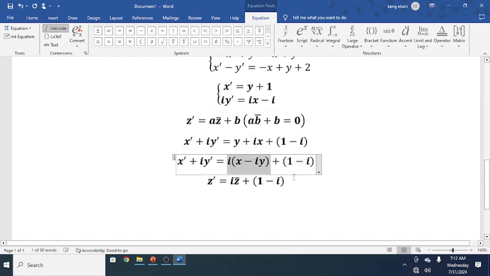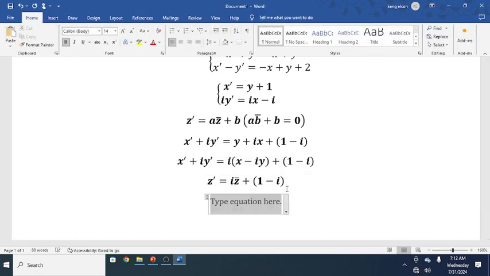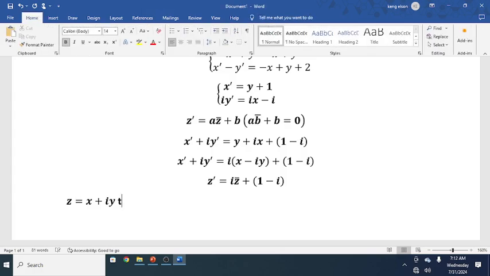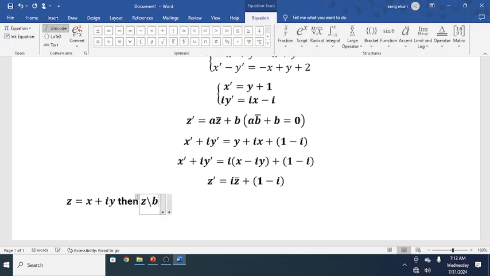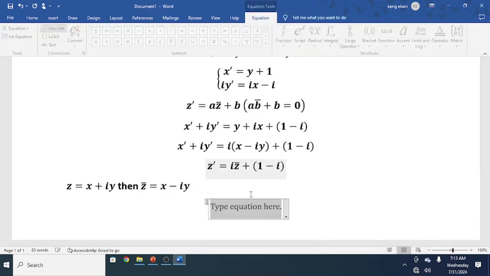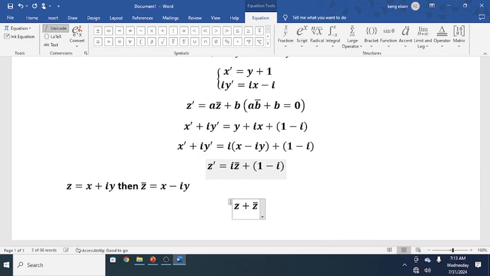But the basic way of doing it is using the fact that if z is equal to x plus iy, it therefore means that the conjugate of z is going to be x minus iy. Now we are going to find x and y using these two complex numbers. If we add the two equations, z plus z bar will be equal to 2x, which means that x is just equal to z plus z bar all divided by 2.